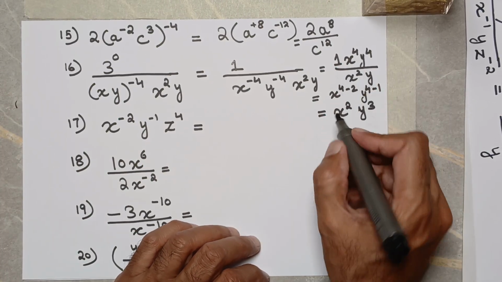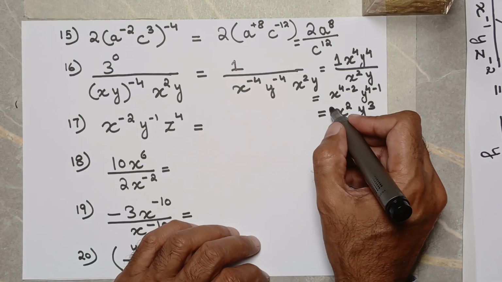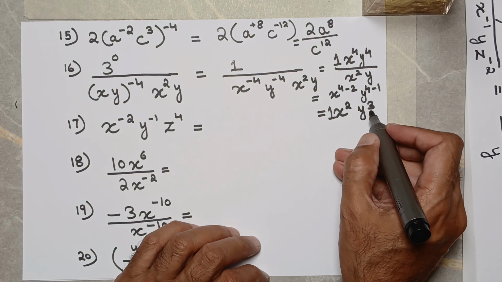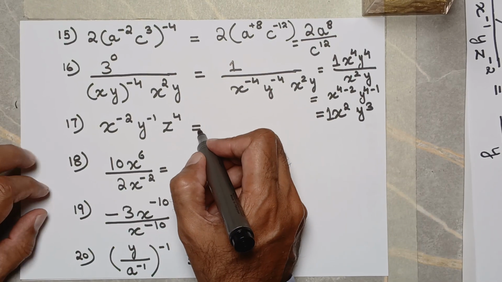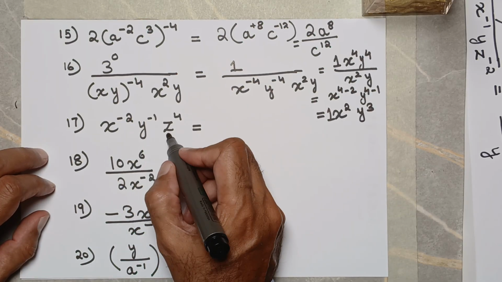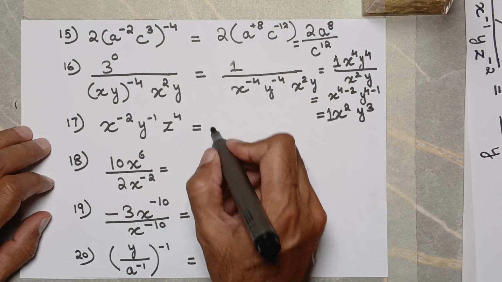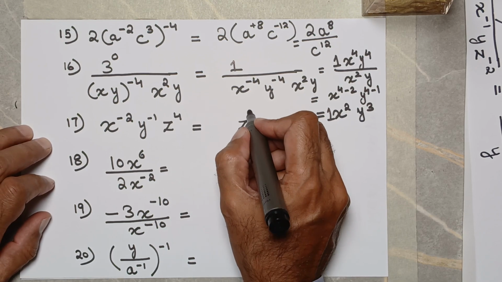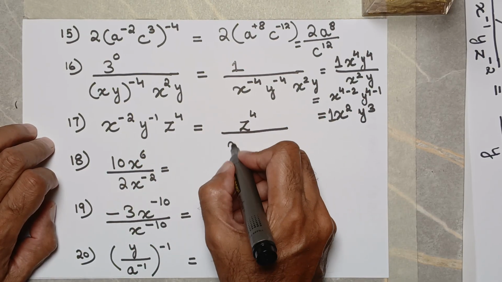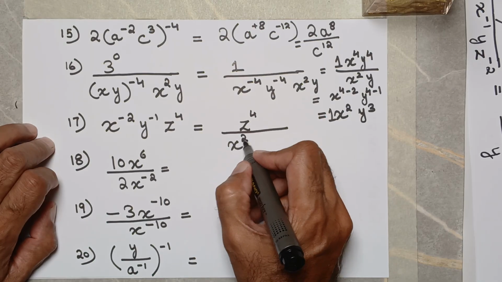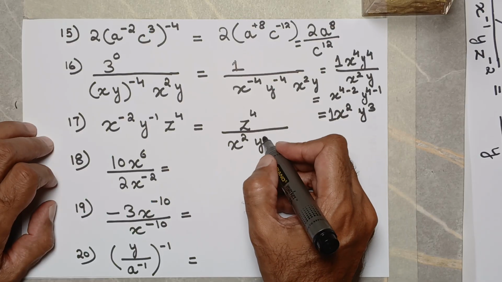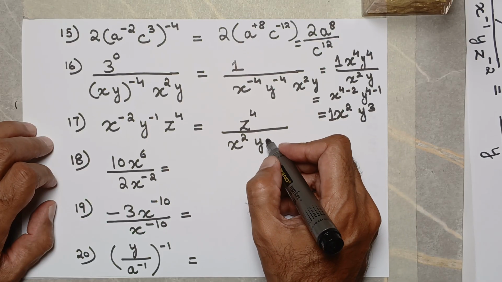And don't worry about this y. Obviously, it is understood that 1 comes over here. So this is our answer, x raised to the power 2 and y cube. Now the 17th question says x raised to the power minus 2, y raised to the power minus 1 and z raised to the power 4. We will simply leave this z to the power 4 where it was, and then x raised to the power minus 2 will go downward, and it will become x raised to the power 2, and y will simply come as a positive 1 over here after moving towards the denominator.